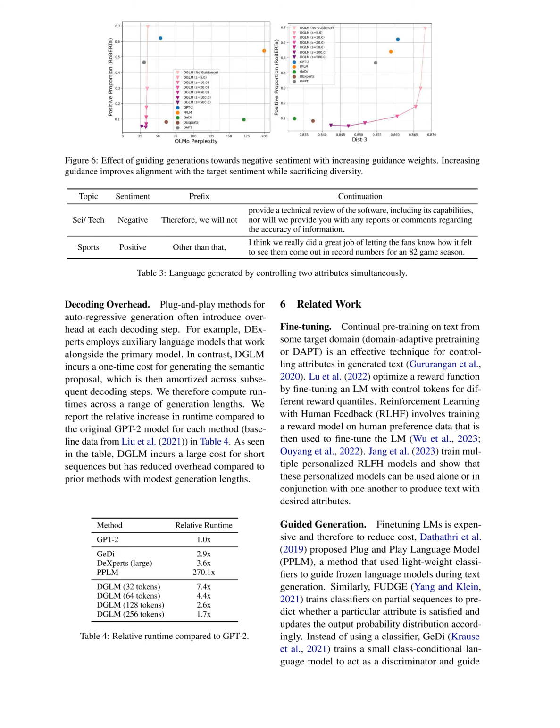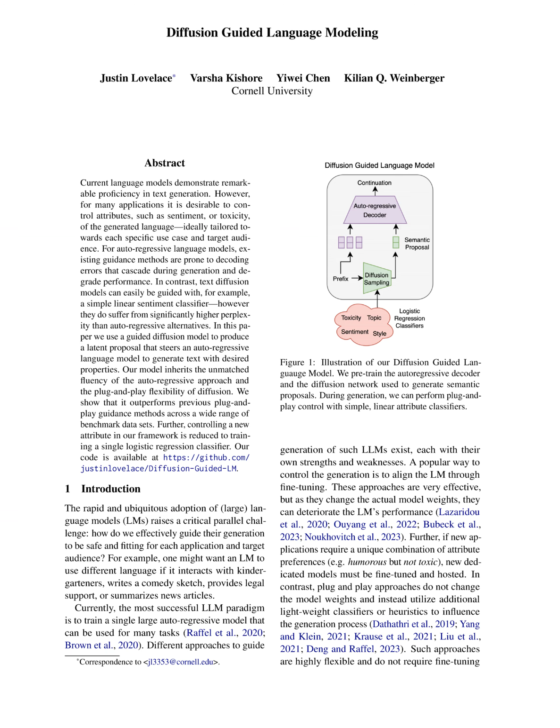Additionally, DGLM demonstrates superior performance in controllable generation, outperforming existing plug-and-play methods across diverse benchmark datasets. Finally, the framework allows for flexible control over generation attributes while maintaining fluency and diversity, as evidenced by its ability to lower toxicity and adjust sentiment without sacrificing quality.